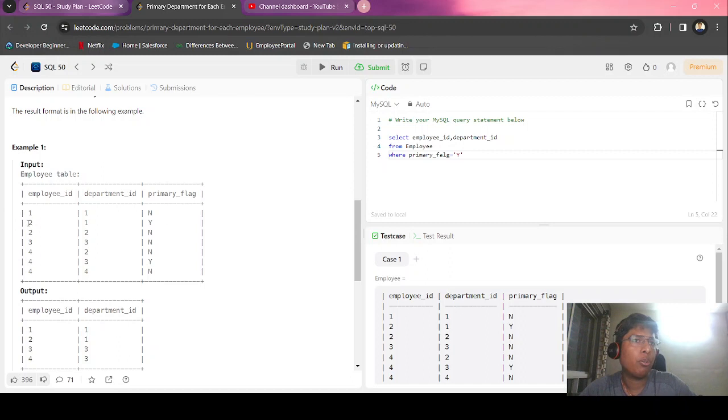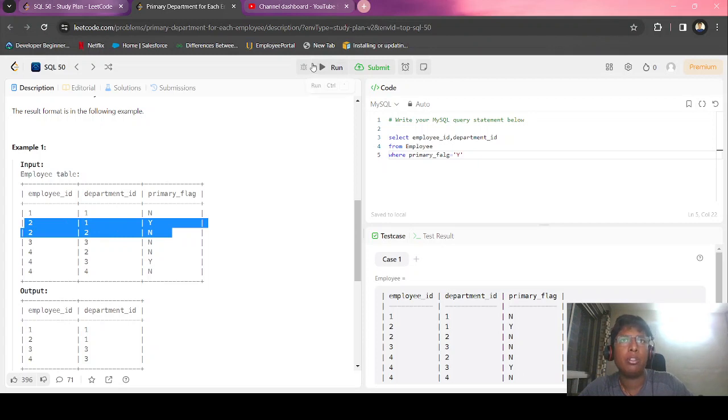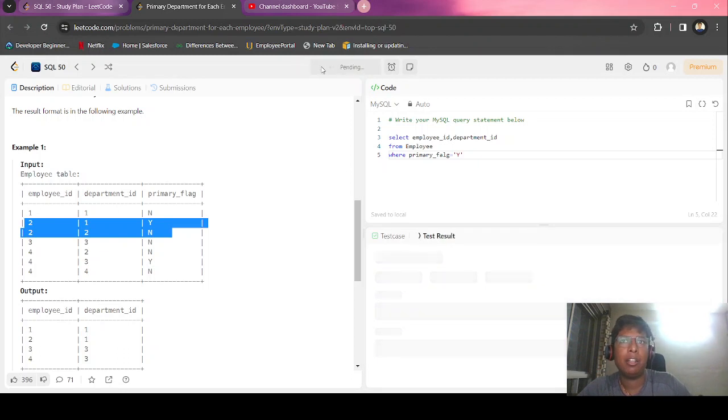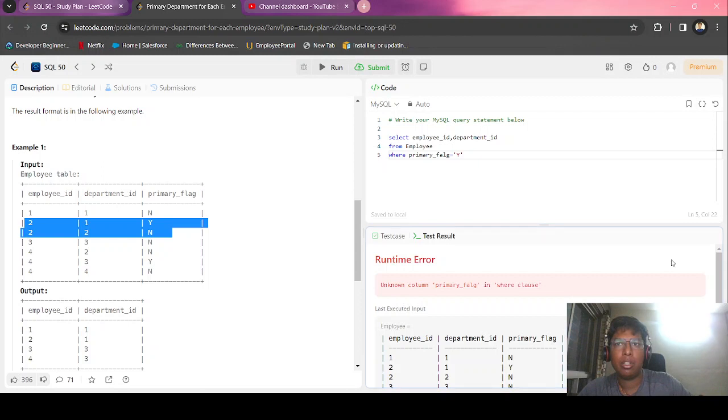So suppose for 2, if we see which row it will give, it will give this row. So we are getting the primary department as well. If I run, it will take into account my 2 and my 4. 1 and 3 would not be there because they have primary flag N. So we have reached half the step in our solution.